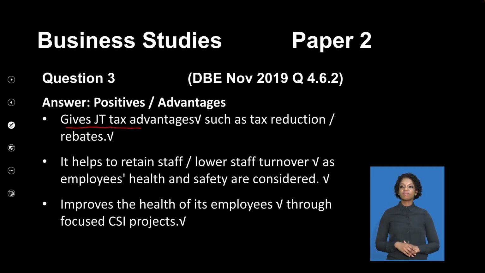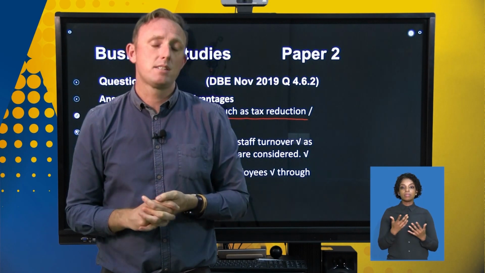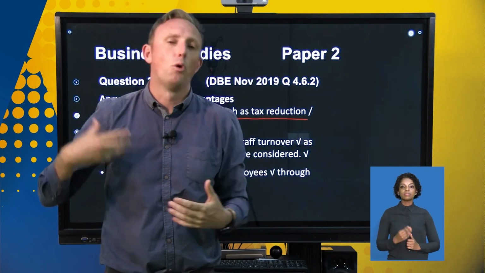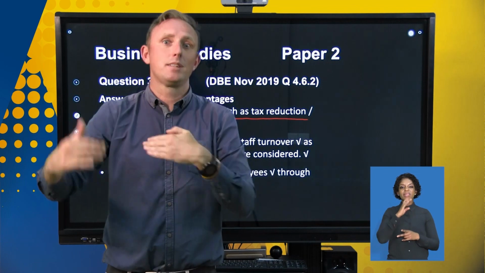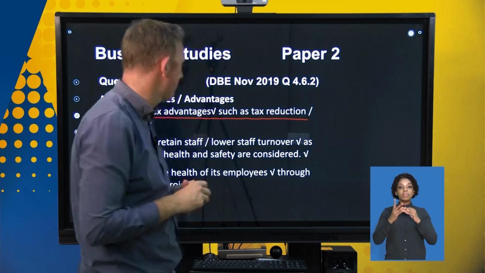It gives JT a tax advantage, such as tax reduction or rebates. They pay less tax. The less tax they pay, the more profit they have, which is just going to mean that the business is more sustainable. Once again, it goes into attracting more investors because they're having to pay less tax.